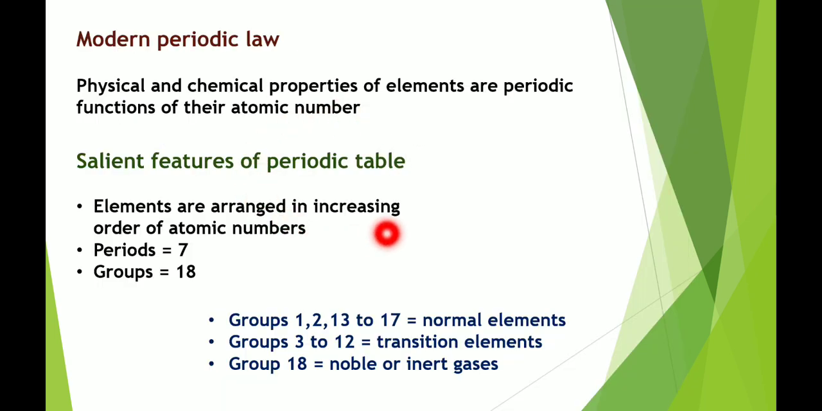Okay, they are arranged in the increasing order of their atomic numbers, and 7 periods and 18 groups are present in the periodic table.